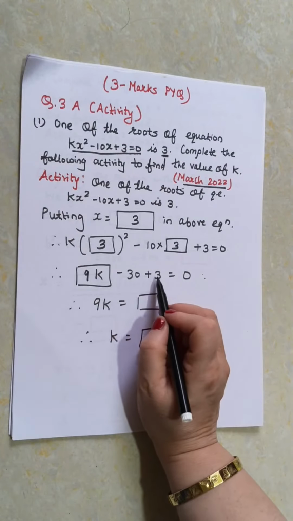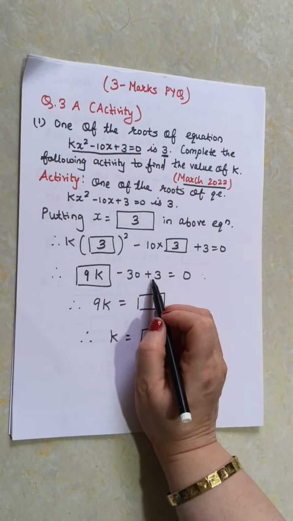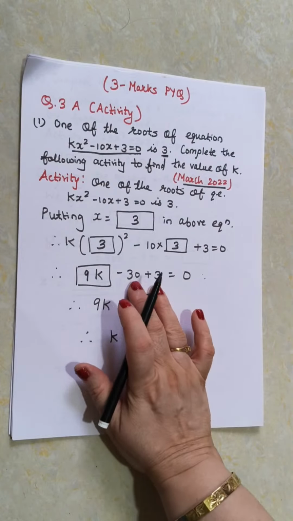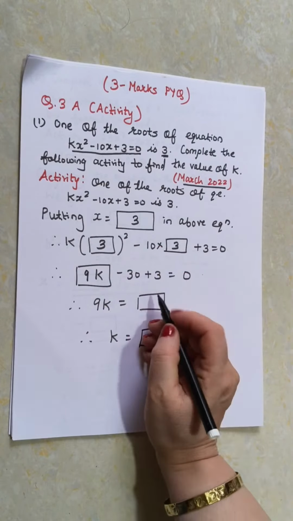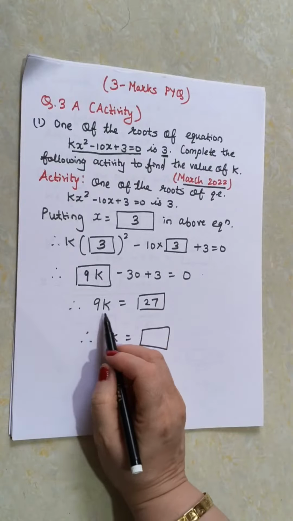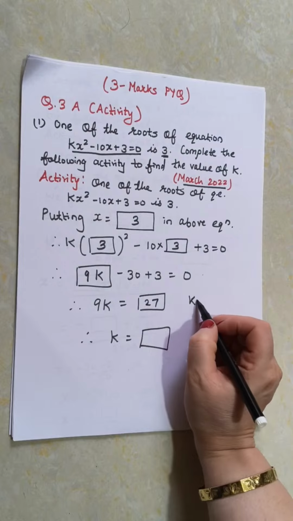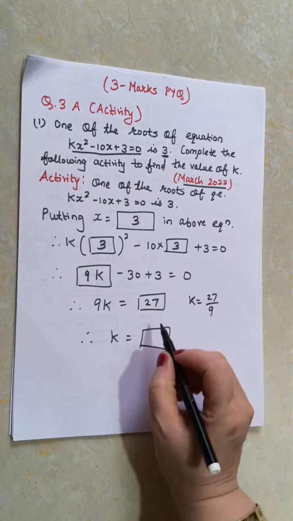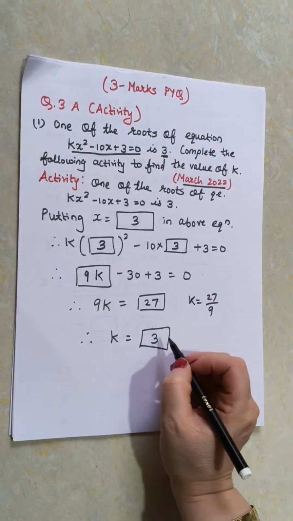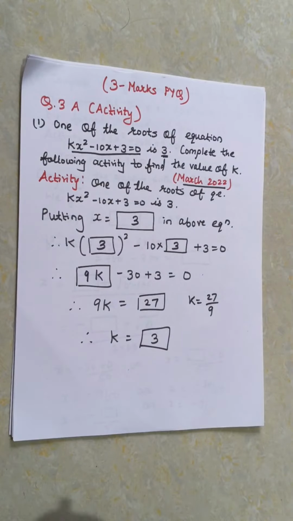Now this minus 30 plus 3 is negative 27, and negative 27 when it jumps to the right hand side will be positive 27. So 9k is 27. So k is 27 upon 9, and 9 3s are 27. So the answer is k is equal to 3. Did everybody understand? Yes, whatever answer you have given, that k is equal to 3, is absolutely correct. Yes Pranjal, your answer is correct.